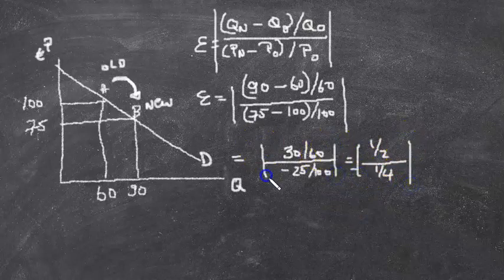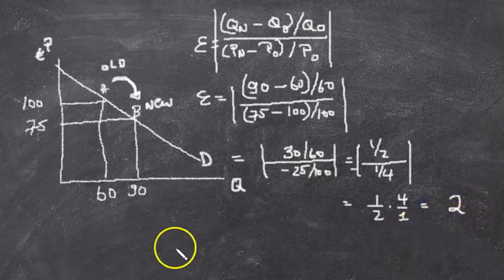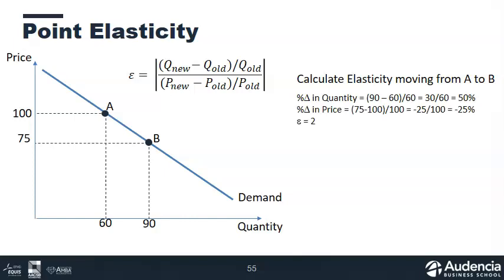Absolute value of those values. So we get 1/2 times 4/1, which is equal to 2. So we have an elasticity of 2, meaning that demand at this point here on the demand curve has an elastic response. And I've calculated that already for us, and we get the exact same answer as expected.